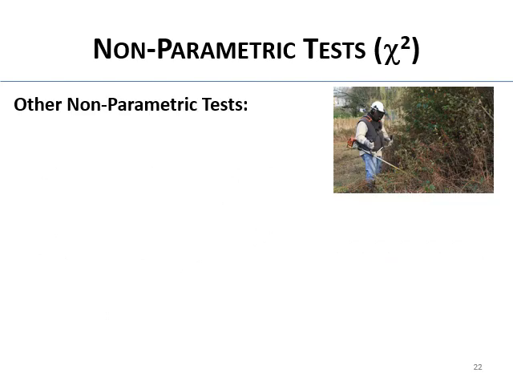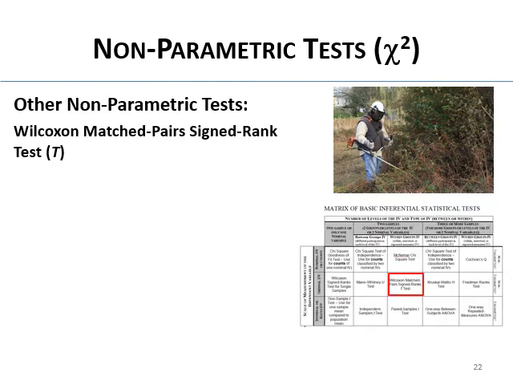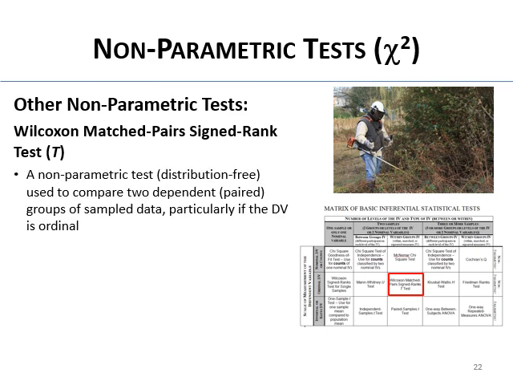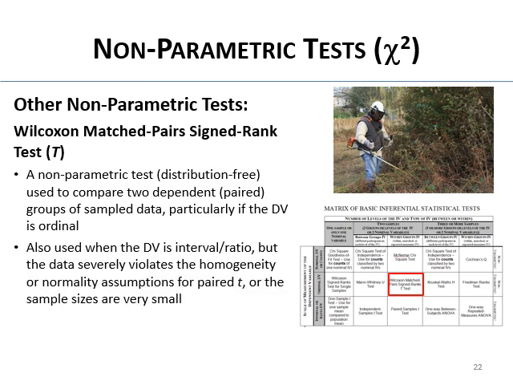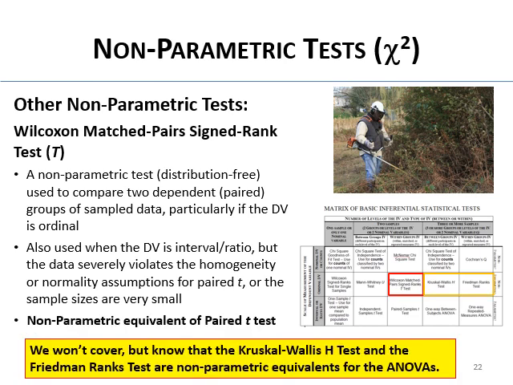Another non-parametric test of note is the Wilcoxon matched-pairs signed-rank test. That's the one that's above the paired samples t-test. It's a non-parametric test used to compare 2 dependent groups of data, so you've got a within design, particularly if the DV is ordinal. And again, you can also use it if you wanted to use a paired t, but you couldn't because you violated homogeneity or normality and you had small crappy sample sizes or whatever. You always have this backup called Wilcoxon's matched-pairs signed-rank test. So it is the non-parametric equivalent of the paired t.